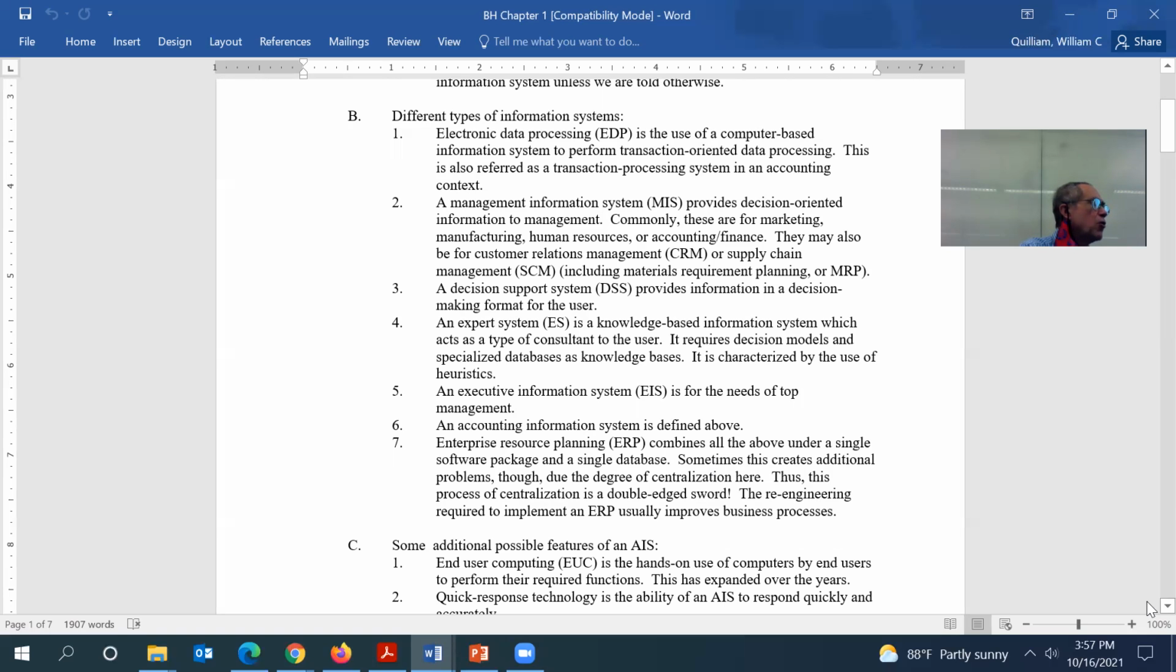So you may recall the 2 biggest suppliers of ERP systems. One is a German company, one's an American company. Does anybody remember?